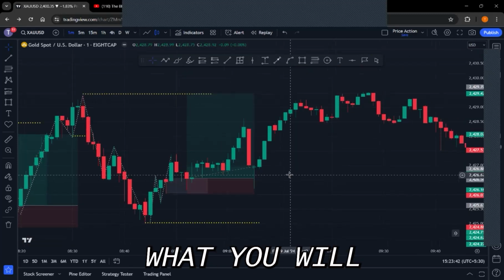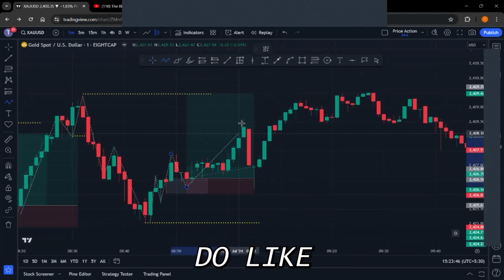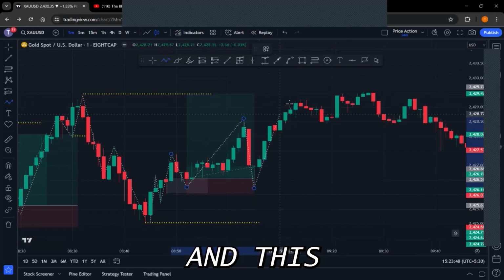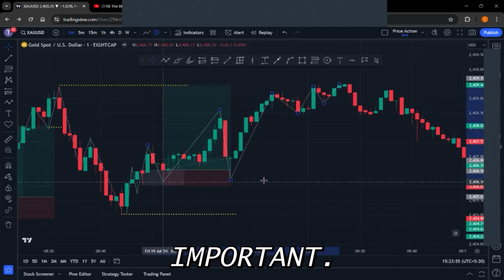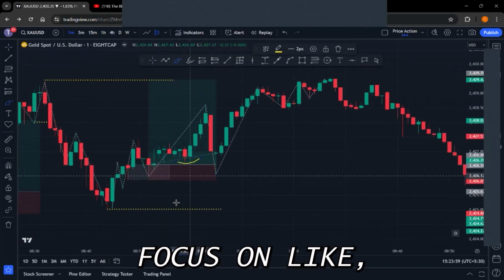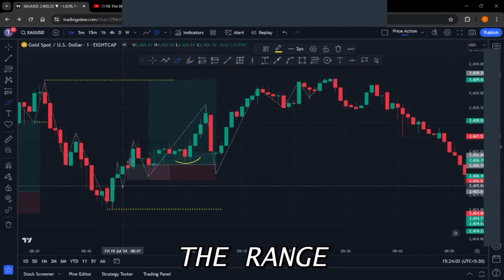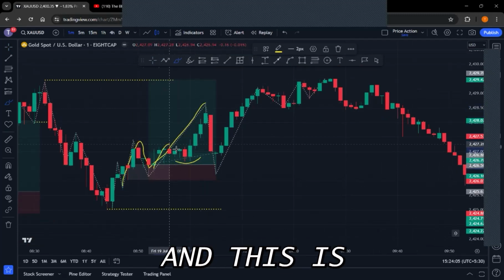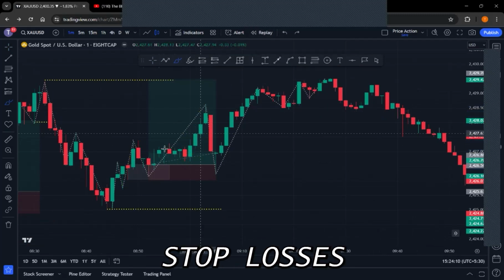Okay, now from here, what you will see is that the price again started creating a series of higher highs and higher lows like this, and this, and this. Okay, now what happened over here? It's very important. Look at this. This is a range. You have to understand, you cannot trail your stop loss over here. Now some people might be thinking, why not just trail the stop loss over here? The range is going something like this, and this is the internal pocket range that the price has created. So do not trail your stop losses on the internal pocket.